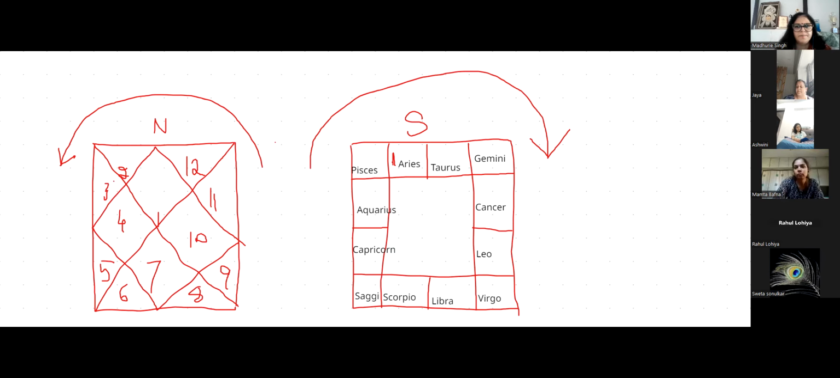All right. So the difference you can see very clearly. In North Indian, houses are fixed. In South Indian, Rashis are fixed. Okay?